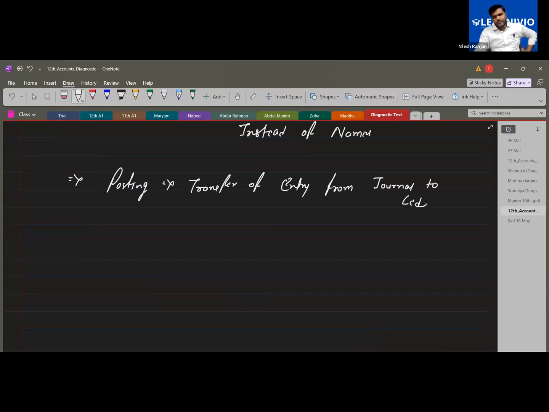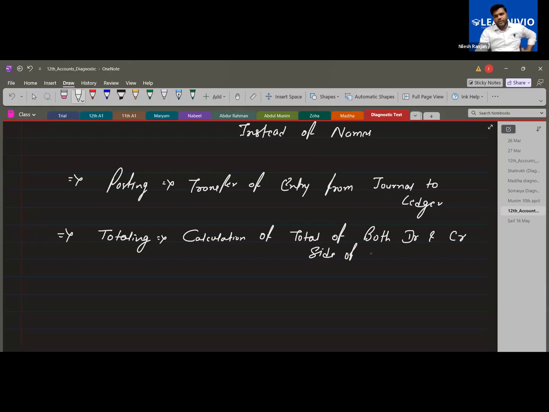Journal to ledger. Then there is the second step, called totaling. Calculation of the total of both debit and credit side of any account. So if you're preparing any account, you have to calculate the total of debit and credit side separately. Why? Because we need to write the highest total on both sides. After that, we need to calculate the balance. So the third step is called balancing.